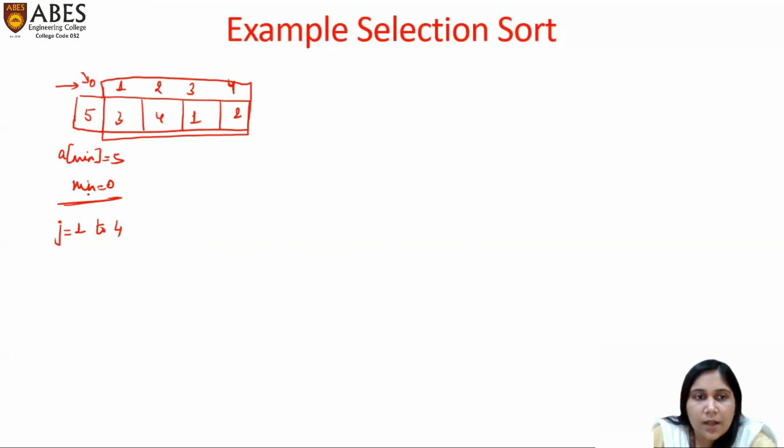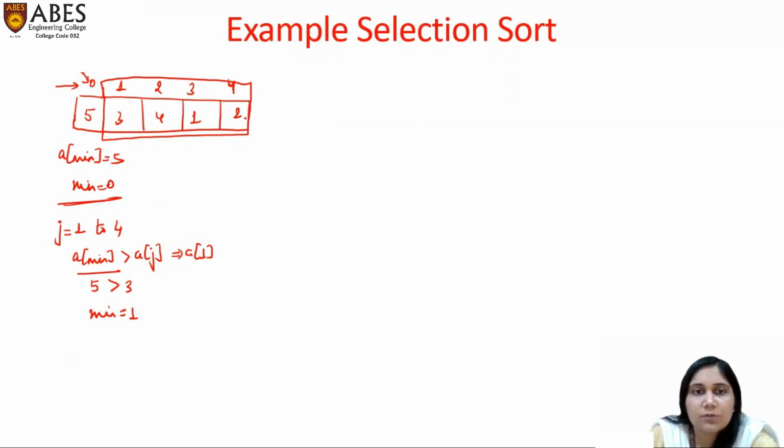So what I'm going to do, I am searching whether my a of min is greater than a of j. My a of j is, for the first time, 1. So I'm writing it over here. a of min is fixed, and that is 5. 5 is greater than a of 1. A of 1 is what? 3. So the condition is true. So it means now my minimum index is going to be changed to 1.